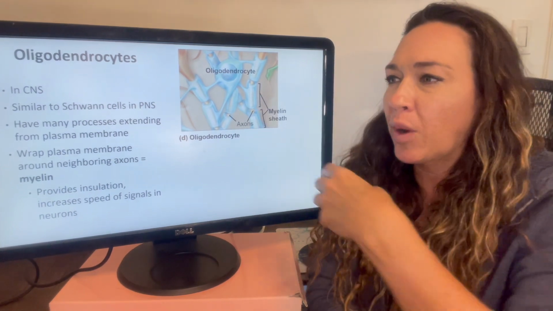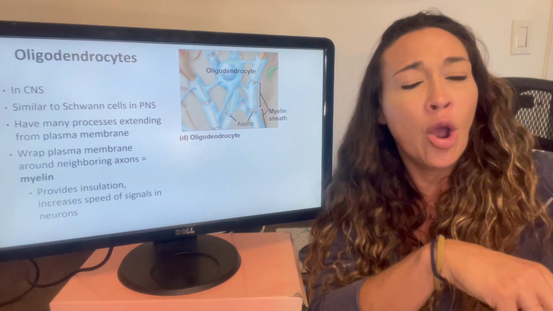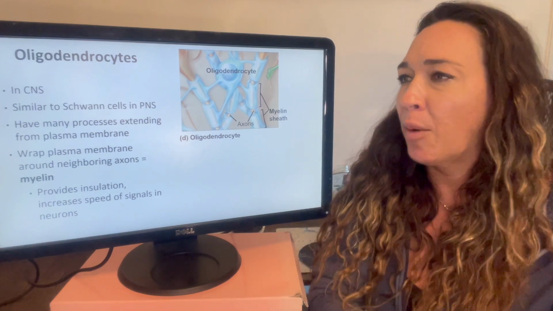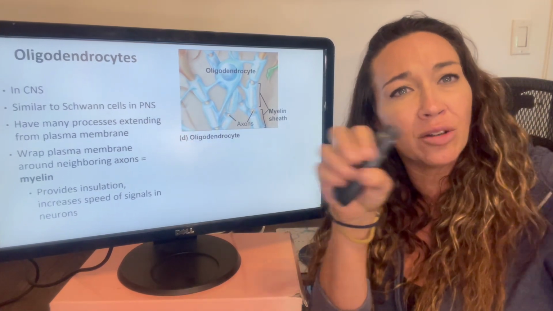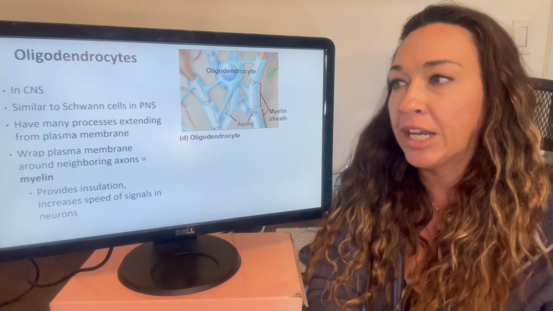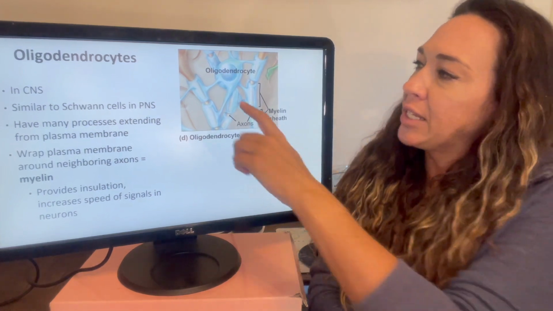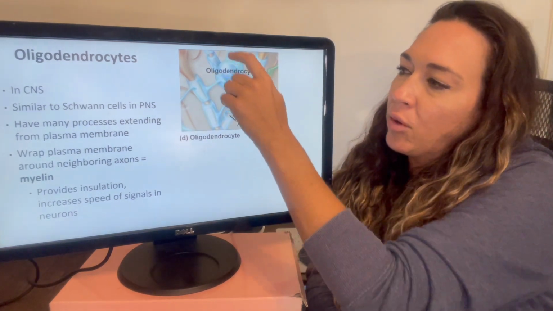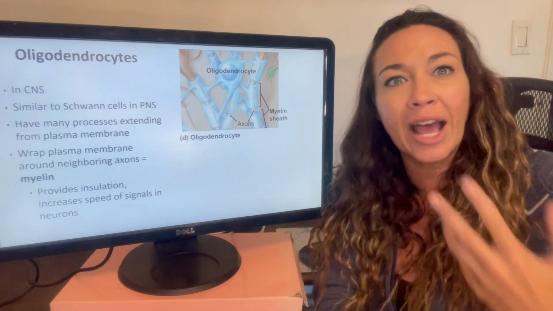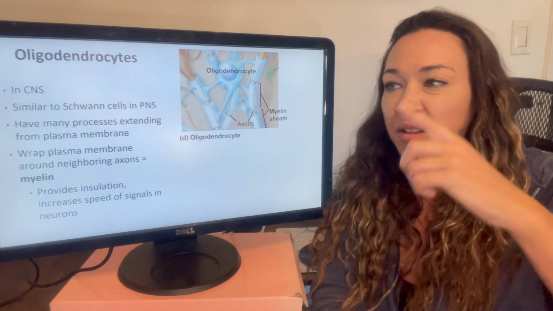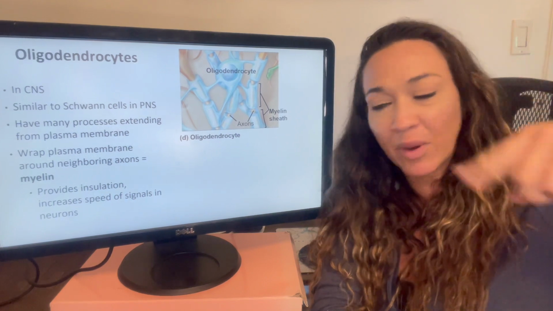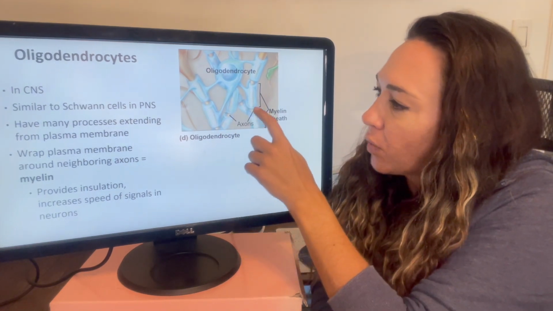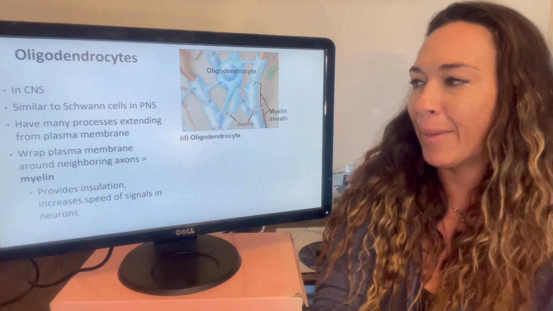By wrapping this around, we're providing insulation, we're speeding up our signal, we're not losing any of that electrical signal elsewhere, we're basically directing it where it needs to go. And you can see it does have lots of little processes that come out. And it's all, again, just that plasma membrane, that myelin sheath. It's basically just plasma membrane wrapped. And that's what you can see right here, just wrapped in that myelin.